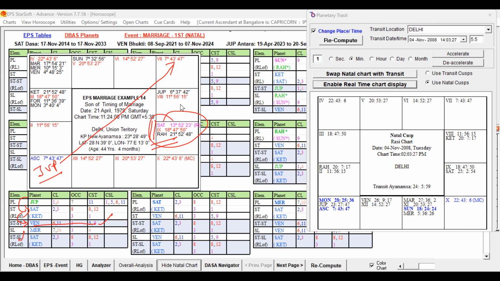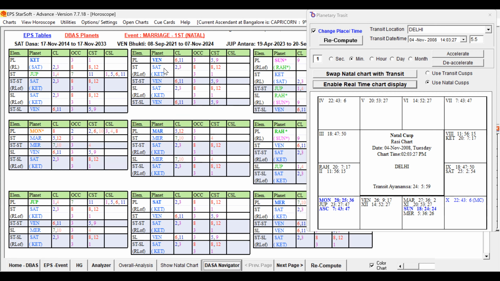Because of that only, you can see that Venus in the star of Saturn, sub of Saturn, though it is having 8 and 12 present, it is having that influence of the Jupiter also, influence of the Rahu also, and Venus also playing a role. Because of that only, that Venus has given the marriage during its period.